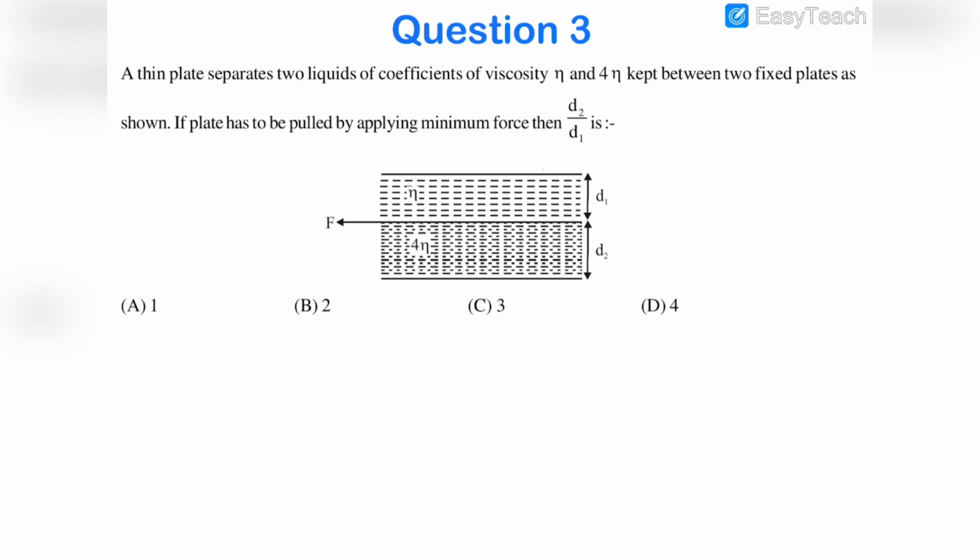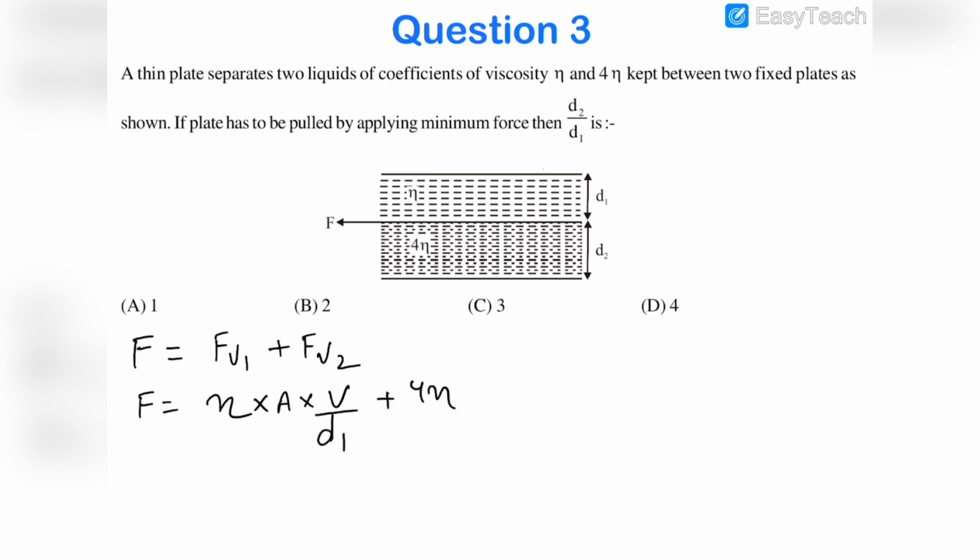So we can easily imagine the situation that the force which is required to pull this plate with some constant velocity will be equal to the viscous force of liquid 1 plus viscous force of liquid 2. So this force will be equal to eta into A, the area, and dv by dz; let us suppose that the velocity of the plate is v, so that is v by d1, plus 4 eta into A into v by d2. Okay, so F will be equal to eta A v, which is common, into 1 by d1 plus 4 by d2.